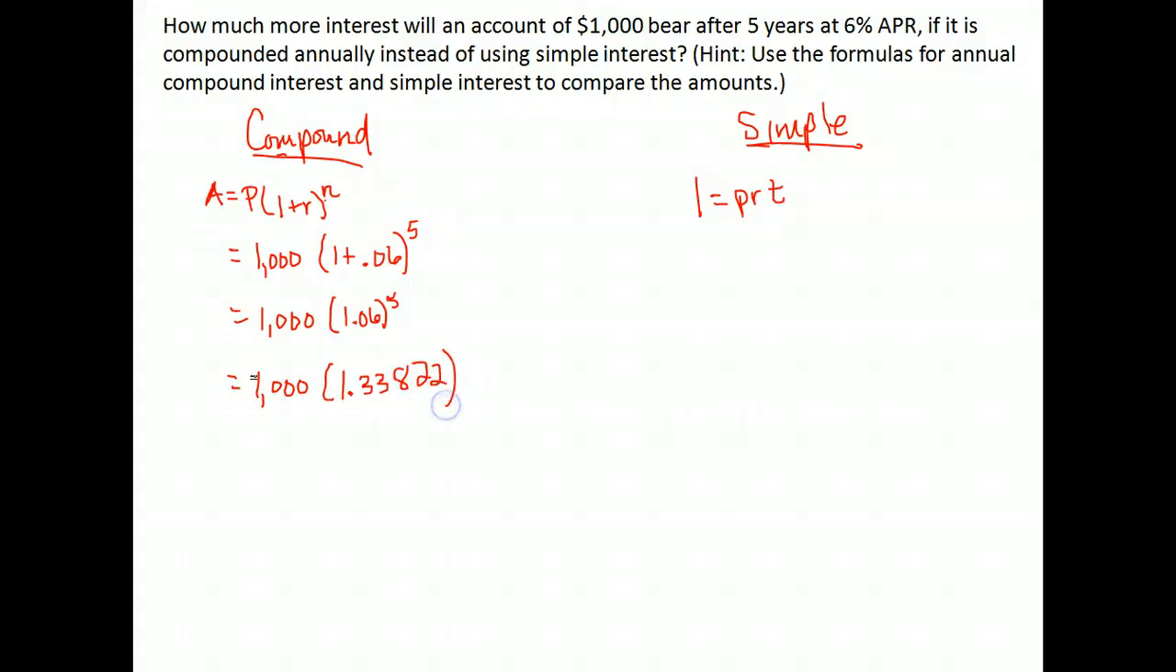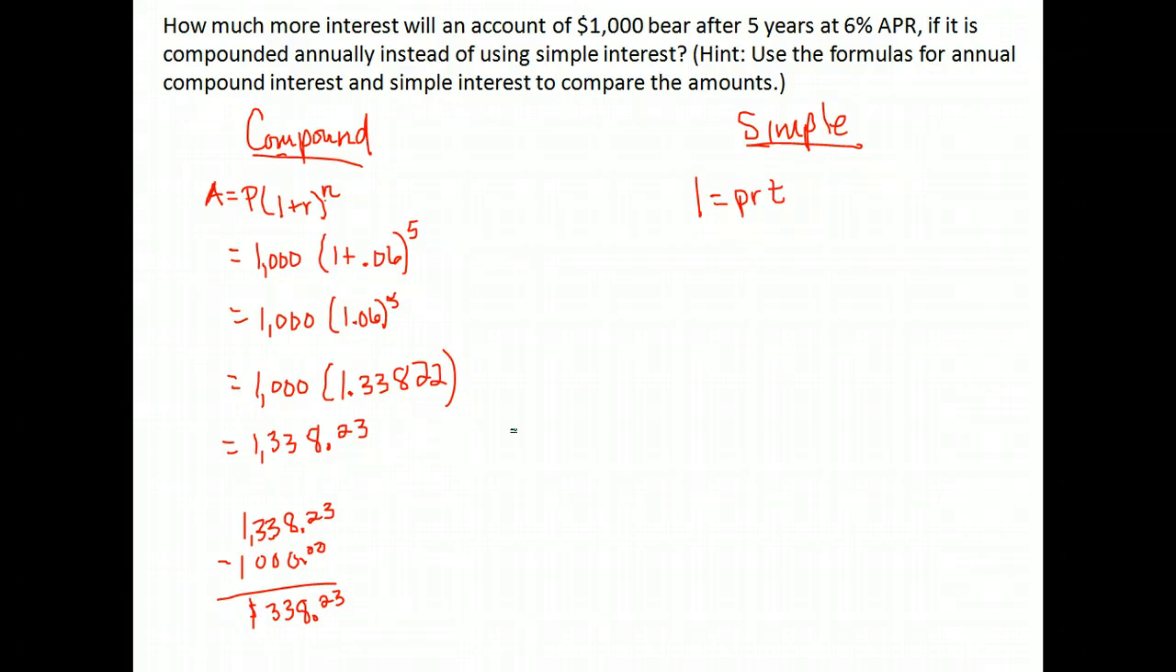It goes on from there. Again, just leave the number in your calculator and go times 1,000. And when I do, I get $1,338.23. That's the amount in the account at the end of the 5 years. How much interest did you earn? Well, you started with 1,000 and now you have $1,338.23. Anything added to your 1,000 was interest. So the difference there is $338.23. That's how much interest you earned with a compound account.